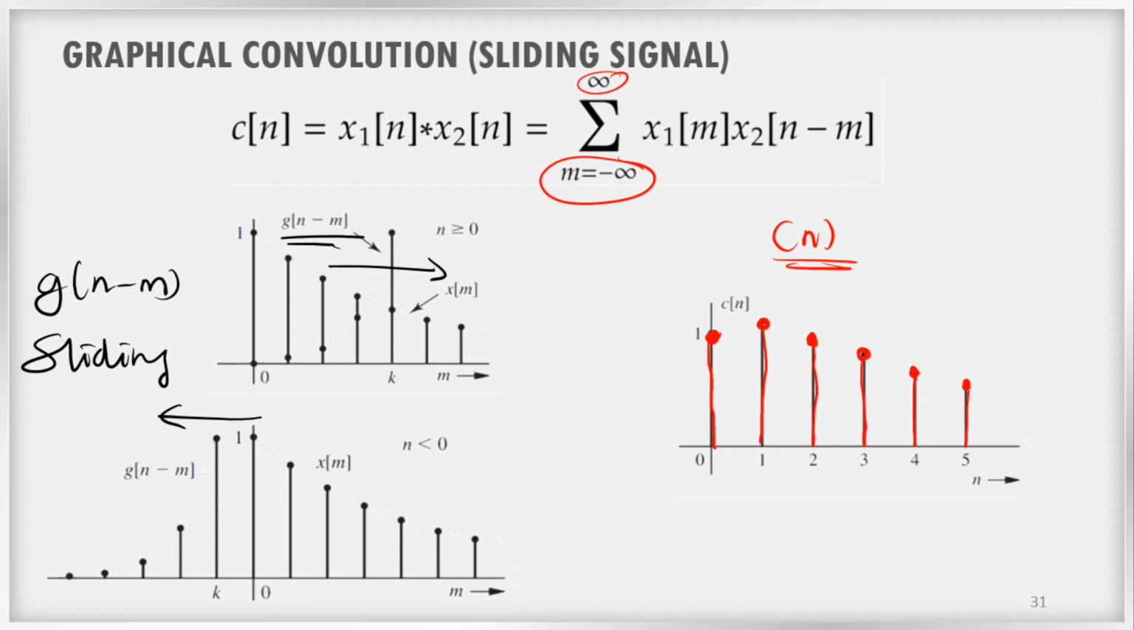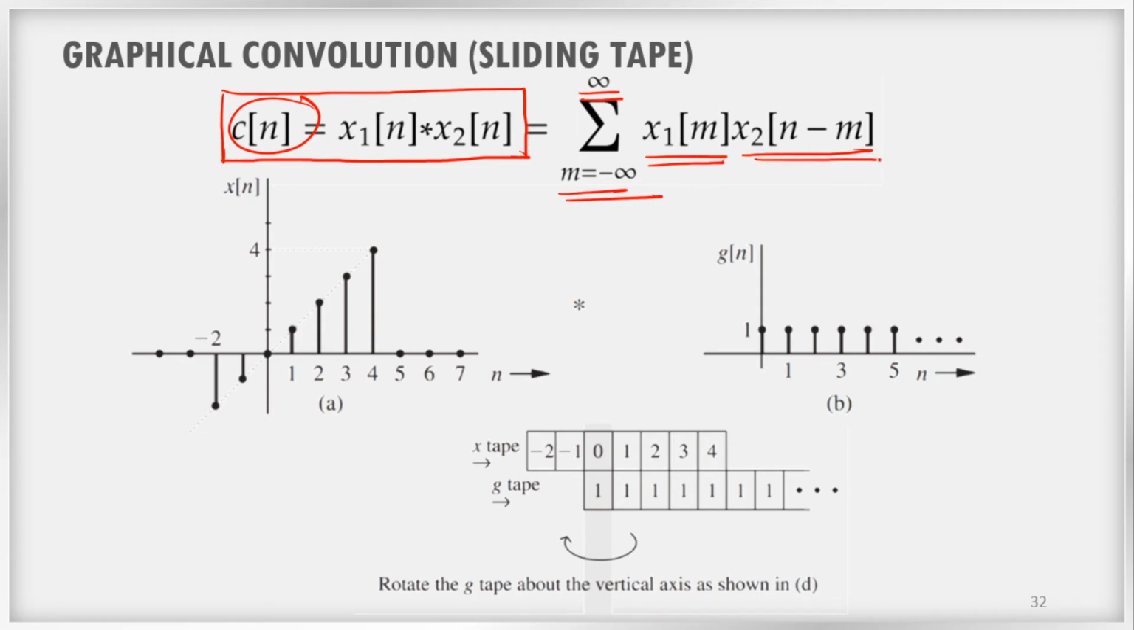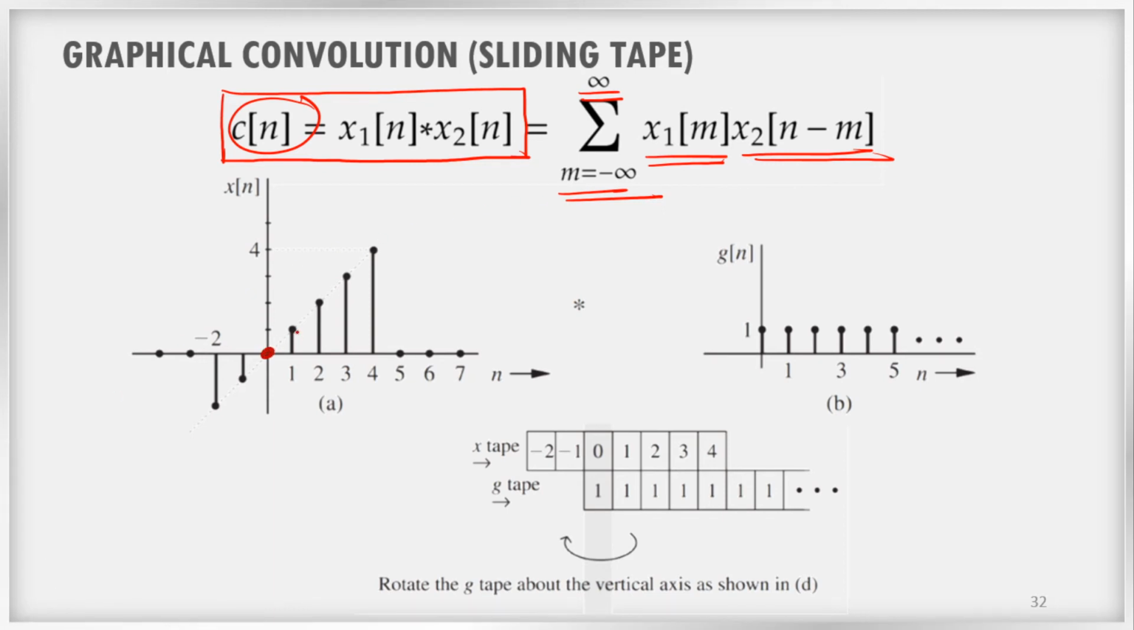Now how to perform the sliding tape operation, that is what we are going to see now. Sliding tape operation. The convolution formula is the same. We know that x1 of n convolution x2 of n is our C of n. It is given by summation m varies from minus infinity to plus infinity x1 of m into x2 of n minus m. Now assume that we have a signal x1 of n, so I am marking it like this, its value is increasing like this, 1 2 3 4 in the positive axis. In the negative axis it is minus 1 and minus 2, right?